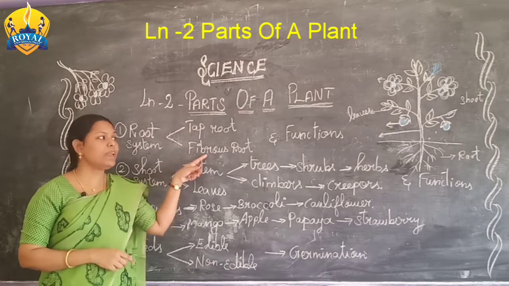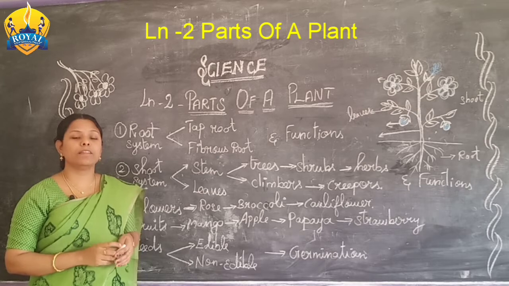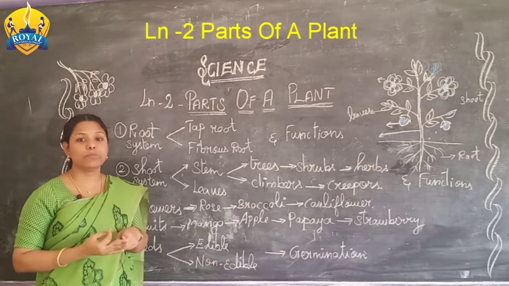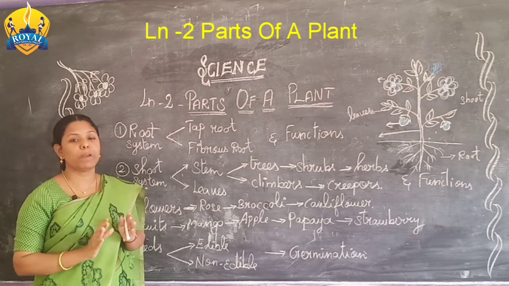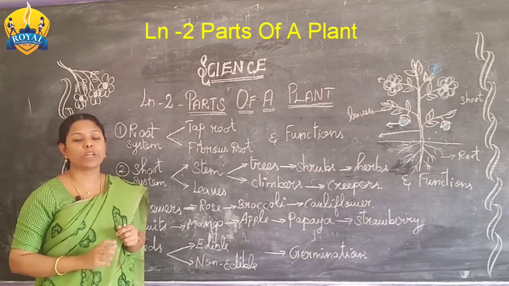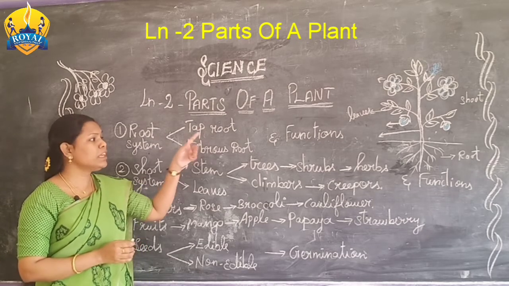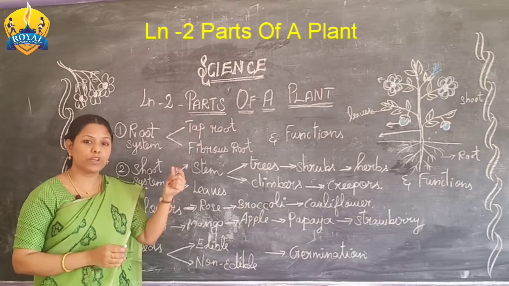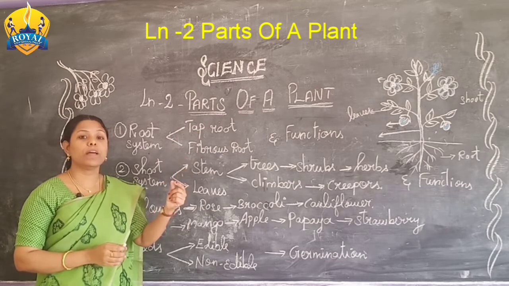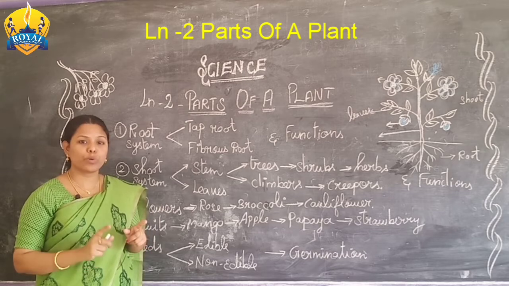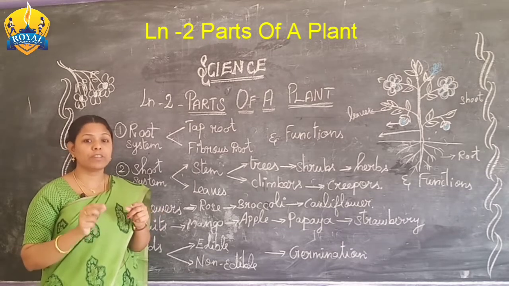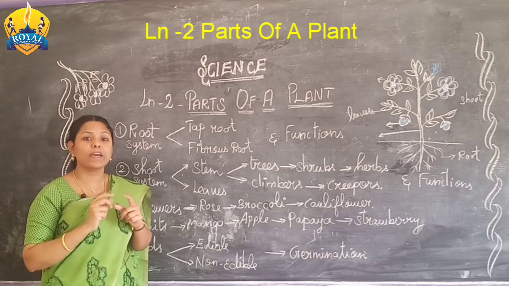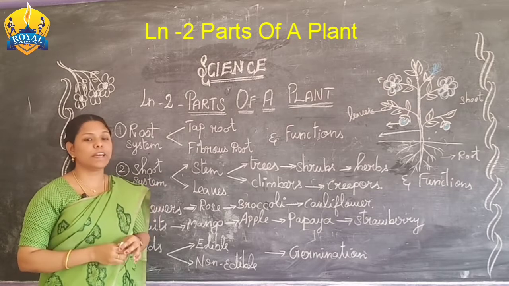Normally plants like mango, banyan tree, and neem tree, these tree-type plants, have a taproot. A taproot is one single main root going from near the stem into the ground, and from the main root small branches go out, and from the branches small hair-like structures, called root hairs, come out. So these are the taproot.